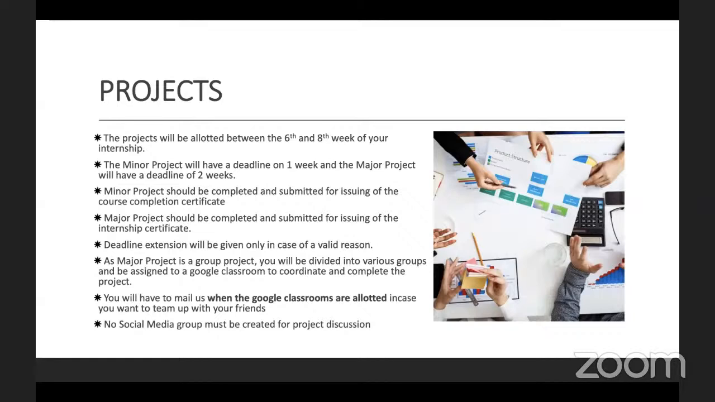As the major project is a group project, you will be divided into various groups and assigned to a Google Classroom to coordinate and complete the whole project. If you still want to team up with your friends, or work only with certain people, you can come back to us within a day after the project is assigned and say that you want to work with these people only, and we'll put you in the same group. But make sure that you come back to us early, not after your deadline is done and then ask for an extension. That's not how it's going to work.